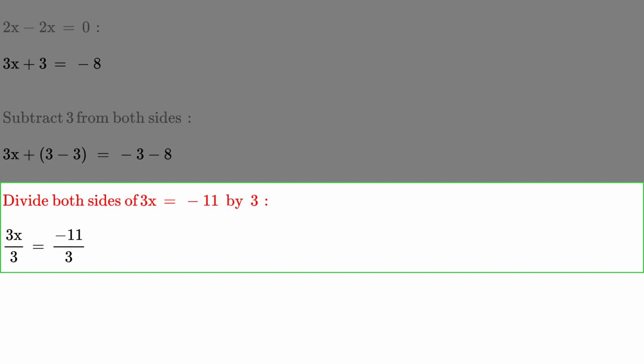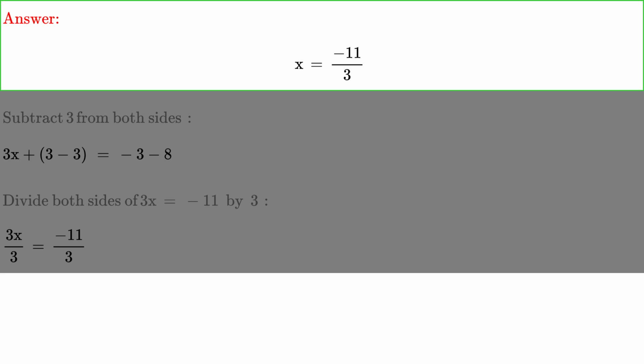Divide both sides of the equation by 3. The result is negative 11 over 3. The answer is x is equal to negative 11 over 3.